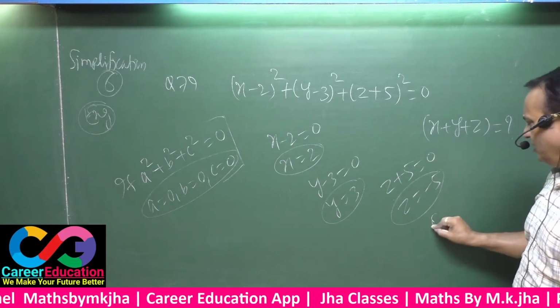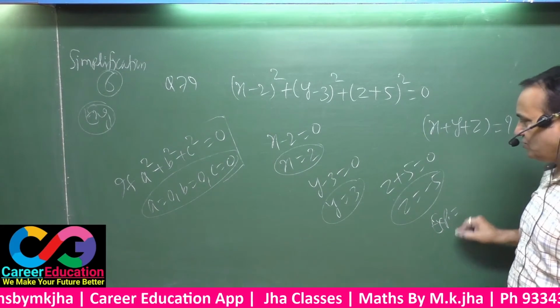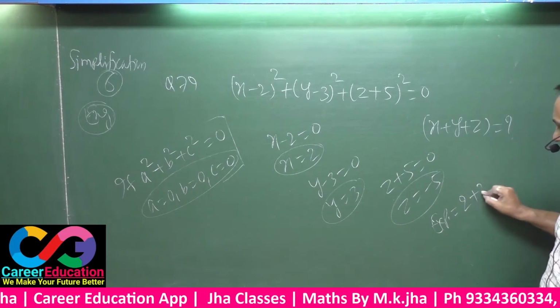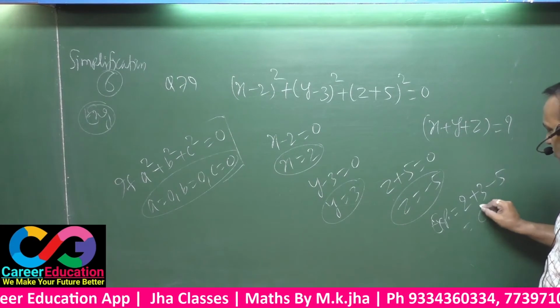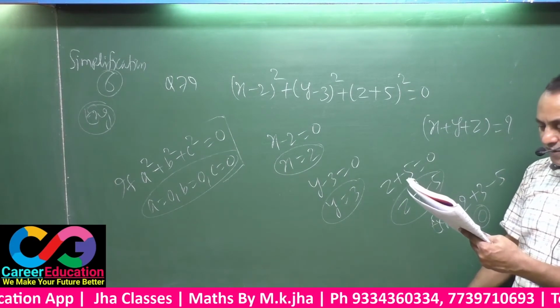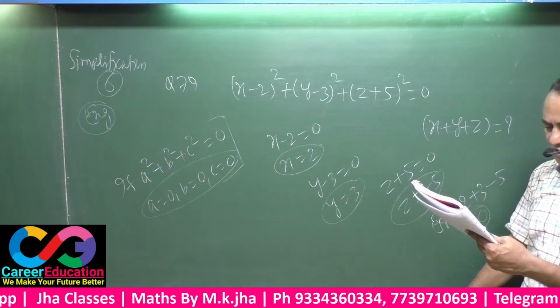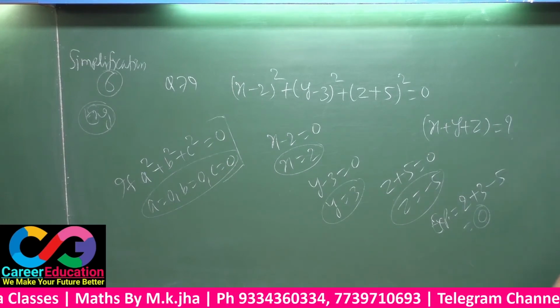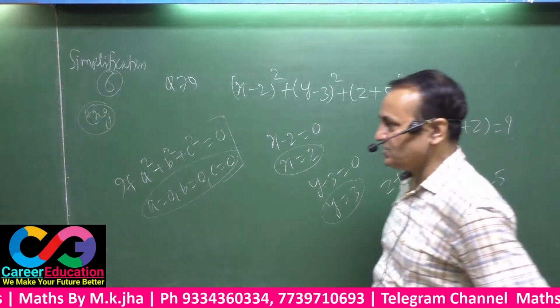Now in the expression you put all the values. That means 2 plus 3 minus 5 equals 0. This is your answer to question number 79. Be noted. Thus you solved question number 79 as well.